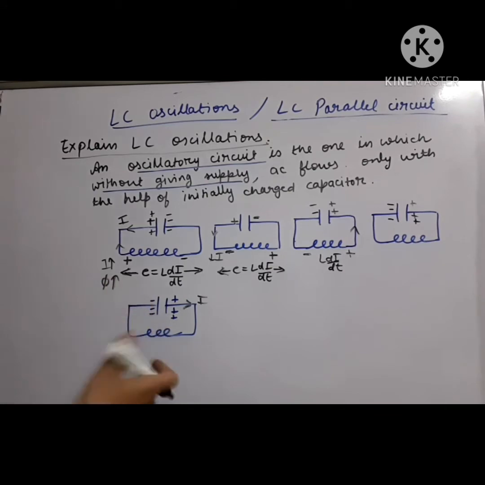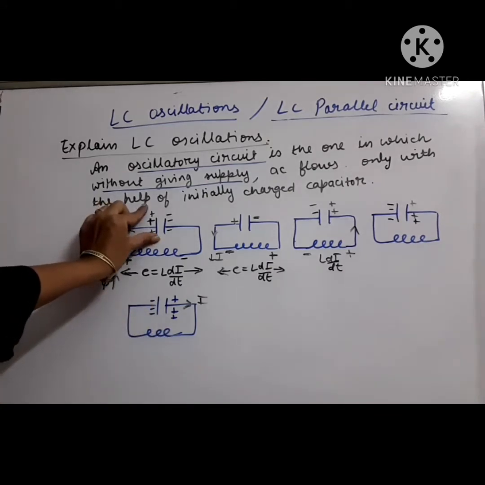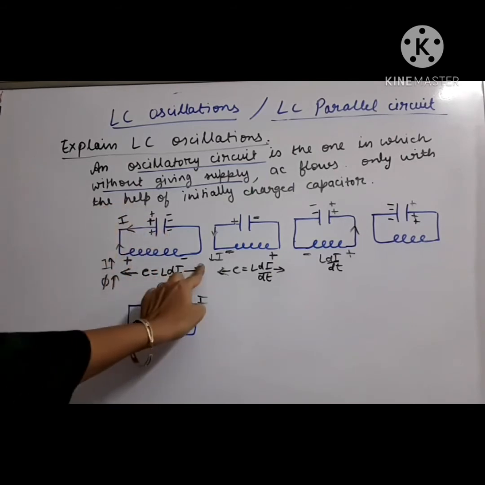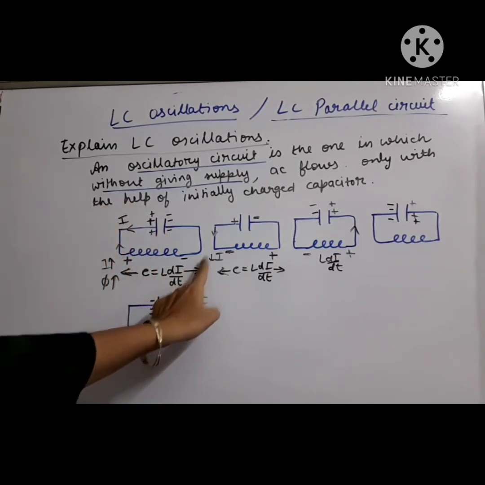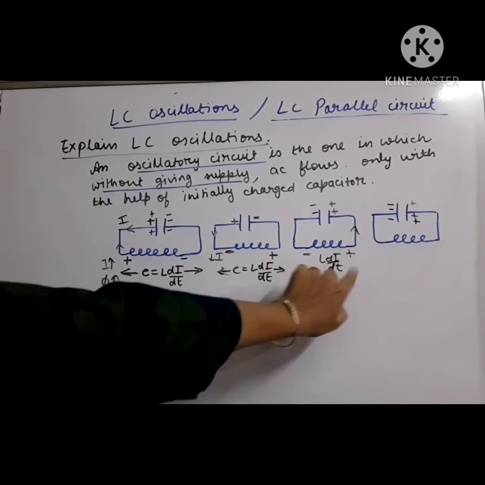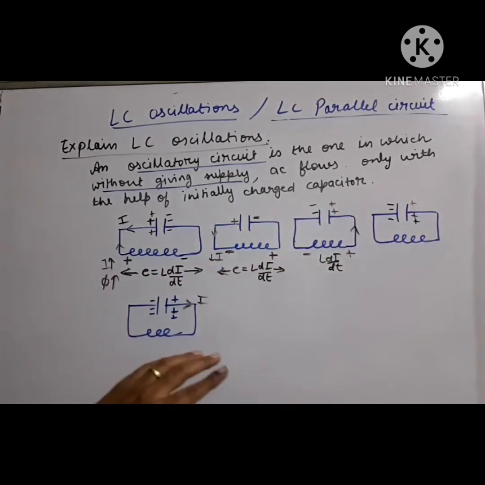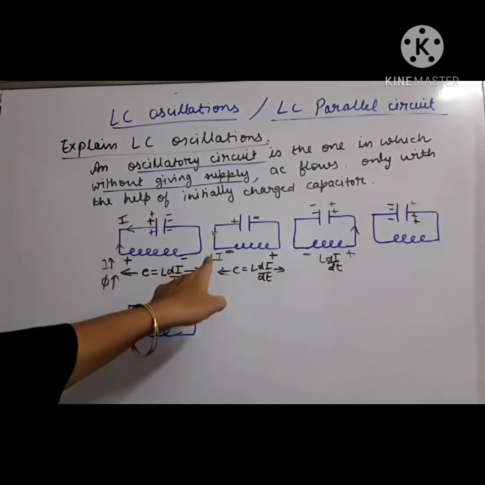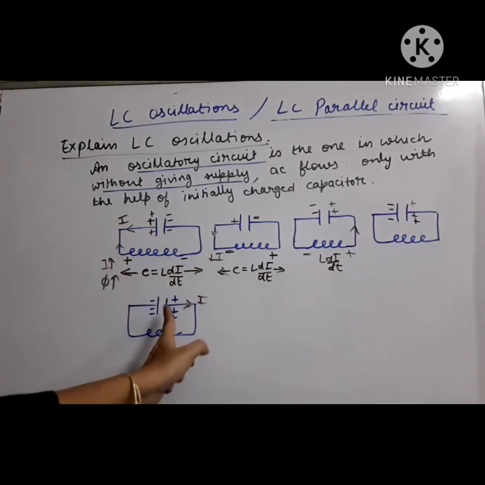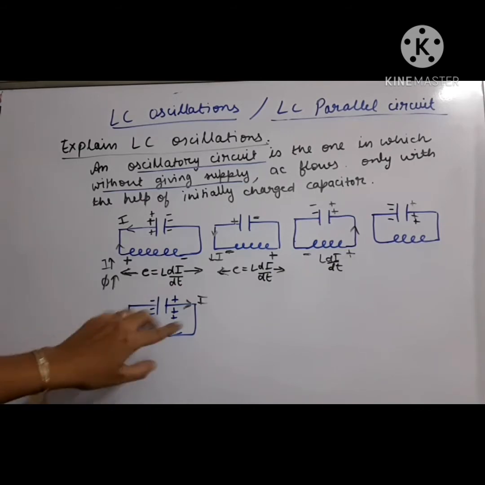This way the process will continue. Initially C is fully charged, it will supply current to the inductor. Then L is charged, it will supply current to the capacitor. So this way the process will go on. For the first 4 diagrams the current is in this direction. For the next 4 diagrams the current will be in this direction. This way the process will continuously take place infinitely.